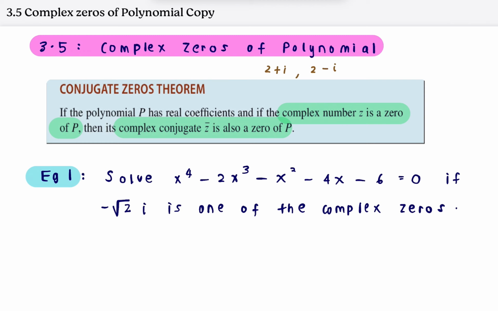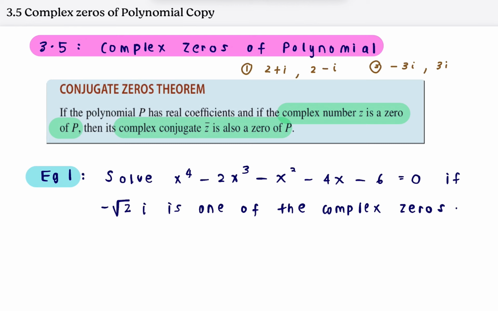Or let's say given to you negative 3i is a zero of the polynomial. So understand that the conjugate, which is 3i, is also a zero of the polynomial. This is according to the conjugate zeros theorem, so you apply this in order to find the rest of the zeros.